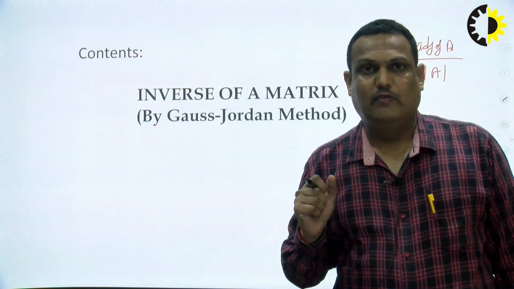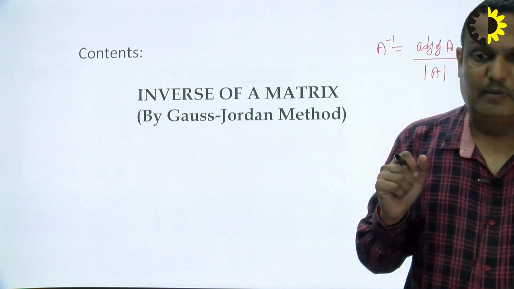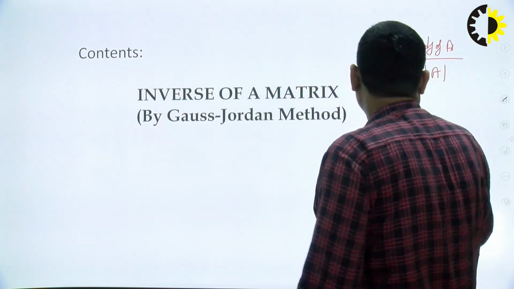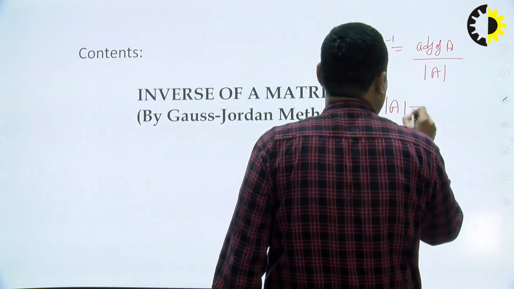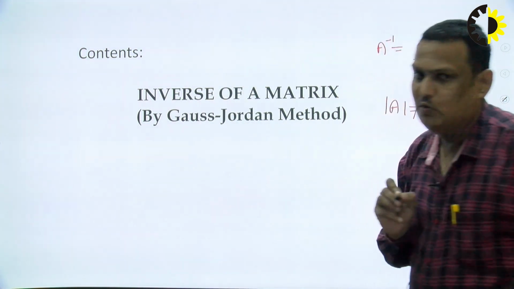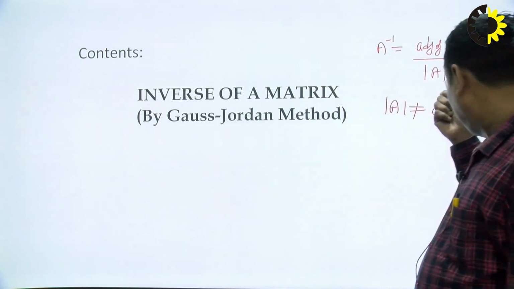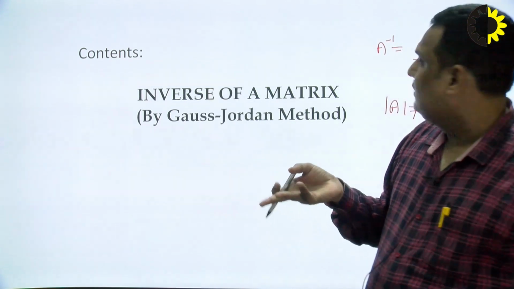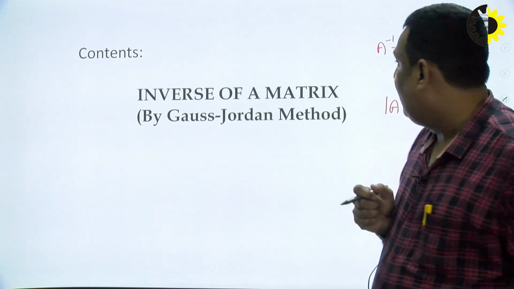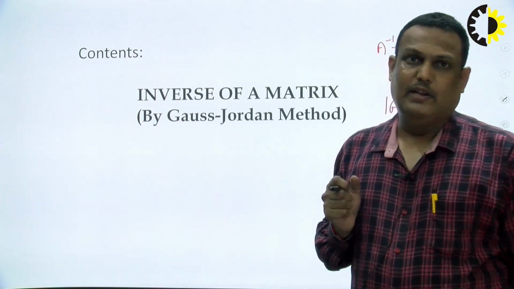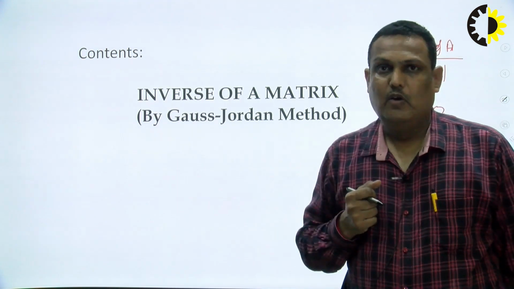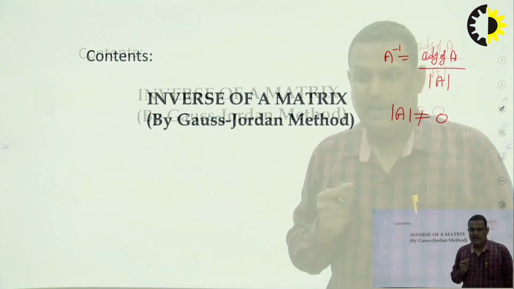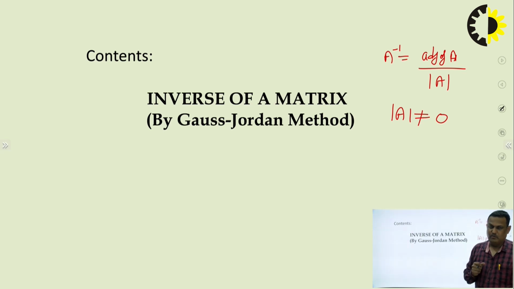And what is the main condition for the inverse of a matrix? The main condition is that the matrix should be non-singular. Non-singular means the determinant of the matrix does not equal 0. Why? Because in the definition, adjoint of A upon mod A, if mod A equals 0, it means a singular matrix, then our inverse collapses and does not exist, meaning infinite. So the matrix should be non-singular for the inverse of a matrix. It is a very important aspect. Only the inverse of a non-singular matrix can be found.